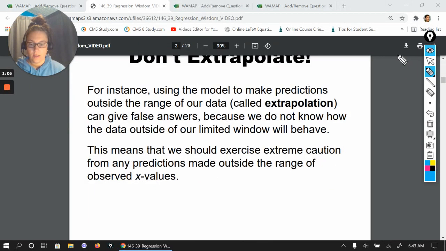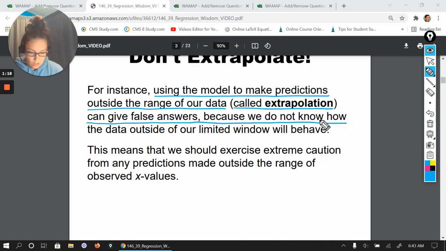For instance, using the model to make predictions outside the range of our data, this is called extrapolation, can give false answers because we do not know how the data outside our limited window will behave. This means that we should exercise extreme caution with any predictions made outside the range of observed x values. So anything predicted from our model outside of our maximum and minimum data values is extrapolation and may give false answers.